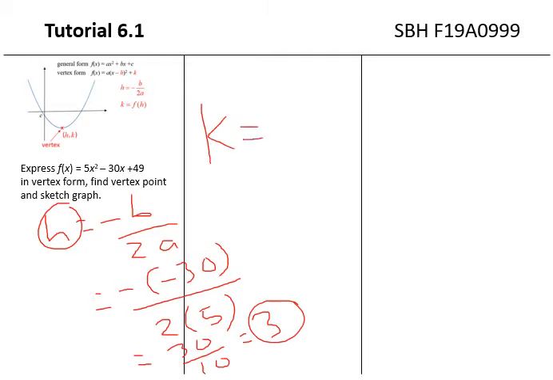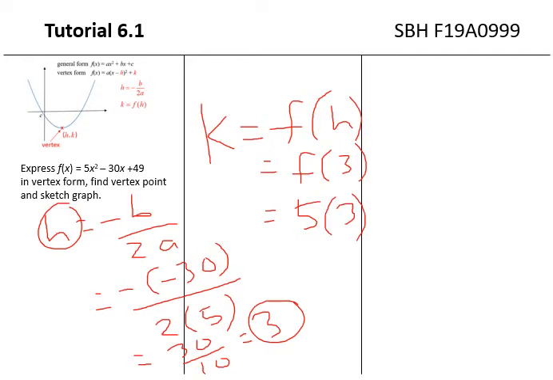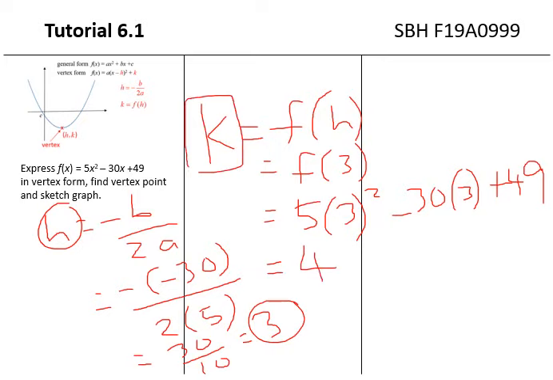k is easy after we get the value of h. It equals the function when the input is h. For our case, f(3). Let's expand it. Normally we have the input x. Now the input is 3. After the expansion and simplification, we have k equals what number? 4.